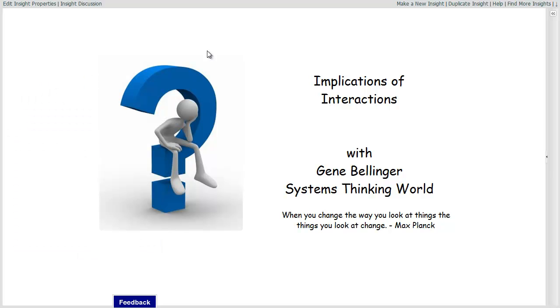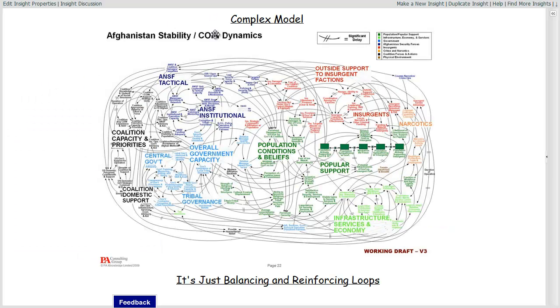No matter how complex the model is, it's still simply some combination of balancing and reinforcing structures. So one shouldn't allow the structure to overwhelm you, because it's just like building things out of Legos. It's lots of very simple pieces that go together to create a representation of a complex set of interactions.